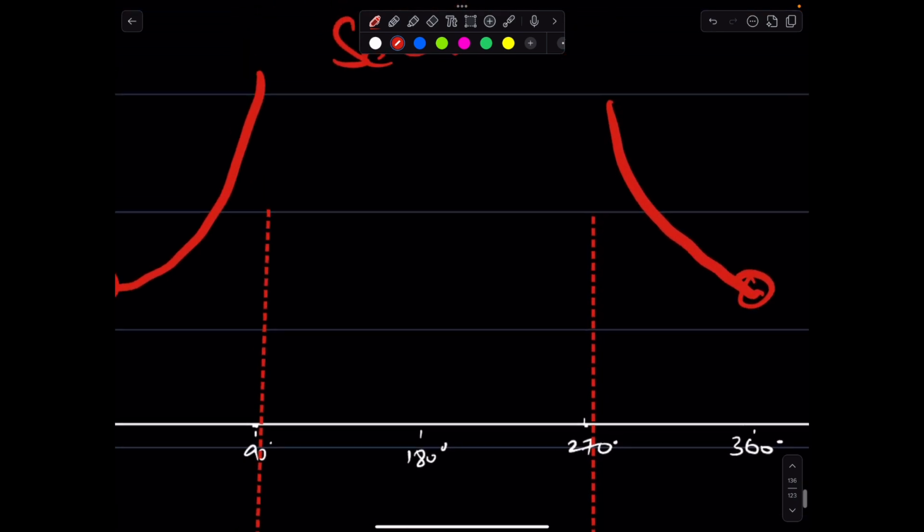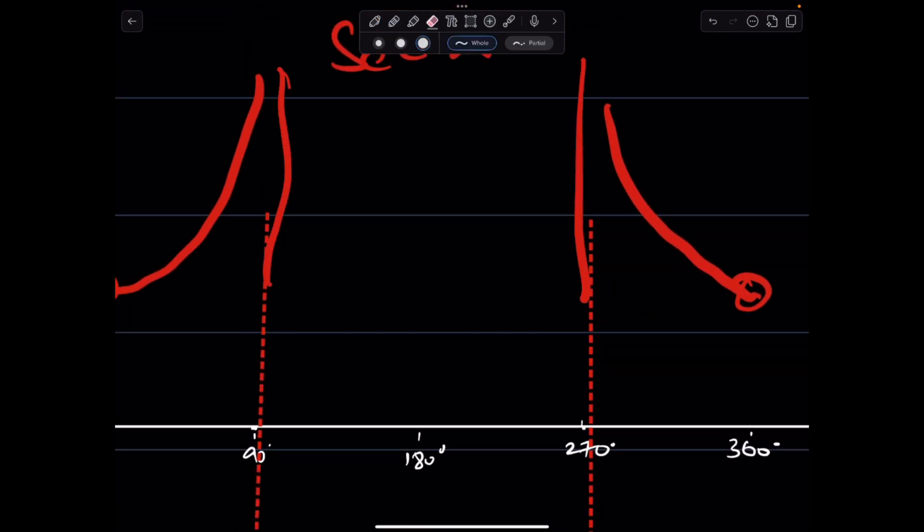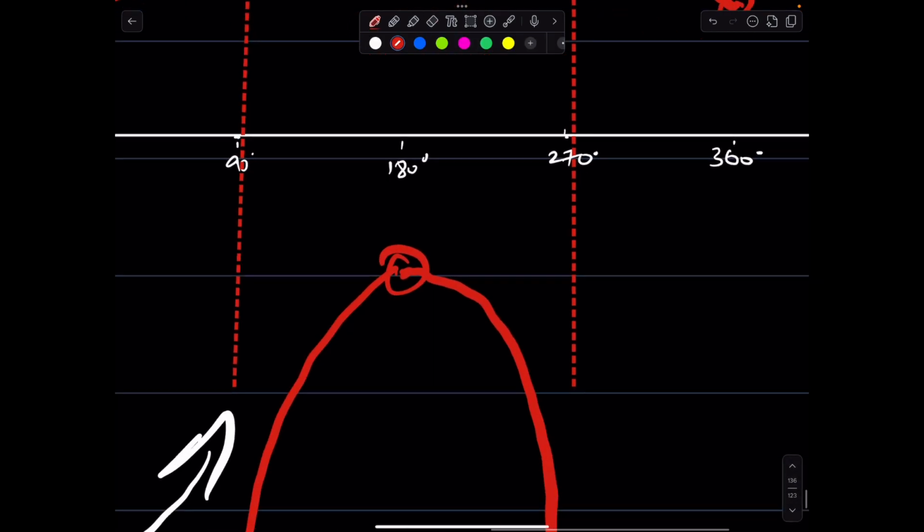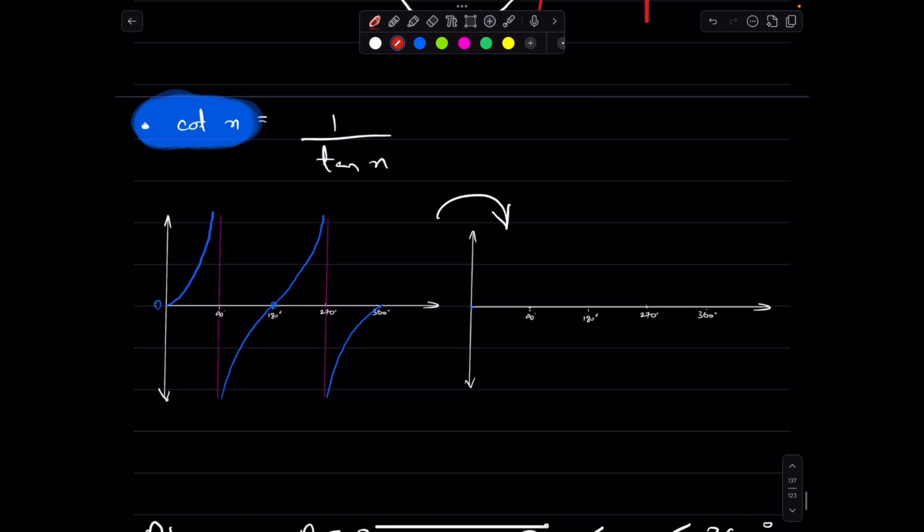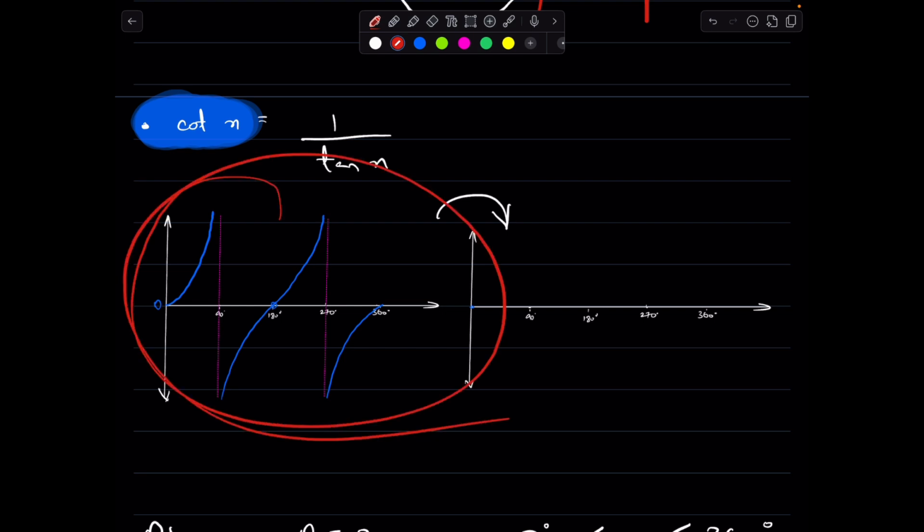Alright, and these two lines again will not touch the asymptote. Always make the asymptotes dotted, I recommend. And then we have the graph of cot x. First of all, imagine the graph of tan x.